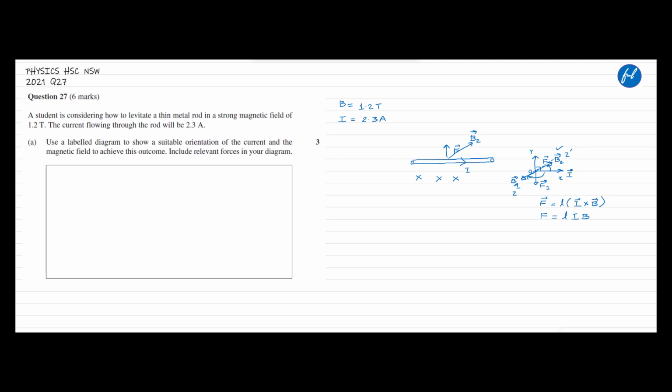So B is moving into the plane of the paper. So that will be the direction of B or B2. Yeah. So it says suitable orientation of the current and the magnetic field. So current direction we have already shown, and magnetic field direction also we have shown. So if the current is from left to right, I, and the magnetic field is into the page, B2, then the direction of the force will be upward direction.